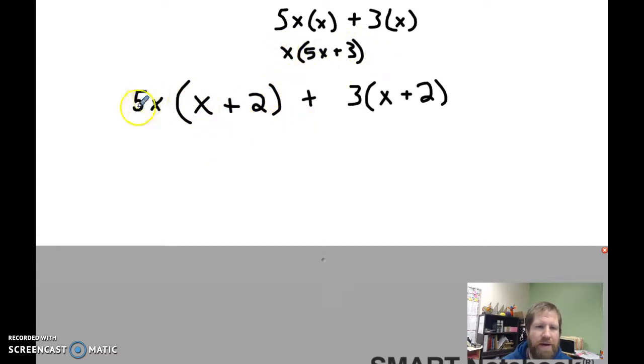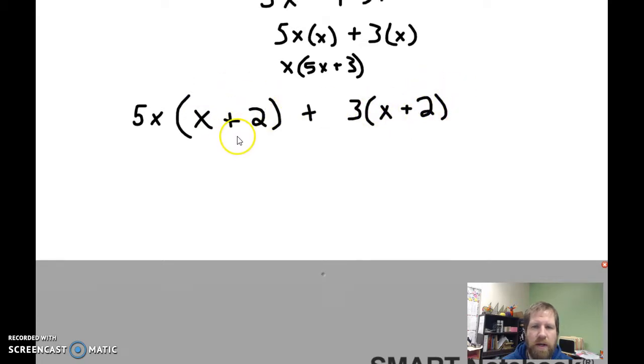We are just going to be factoring out those two terms instead of that one term. So I have 5x times x plus 2 plus 3 times x plus 2. My x plus 2 are common. They're the same as this one x here. That's my common factor between these two binomials. So I'm going to pull those out and have x plus 2, multiplied by what's left, which is my 5x and my 3.